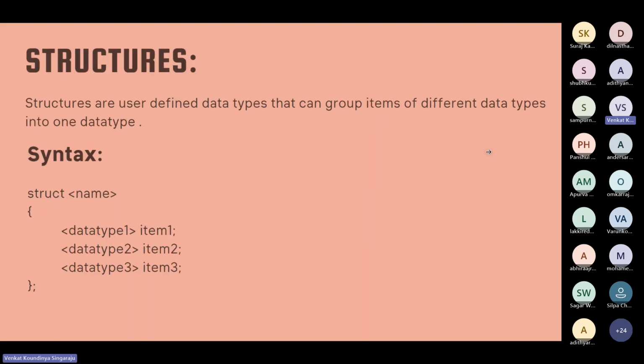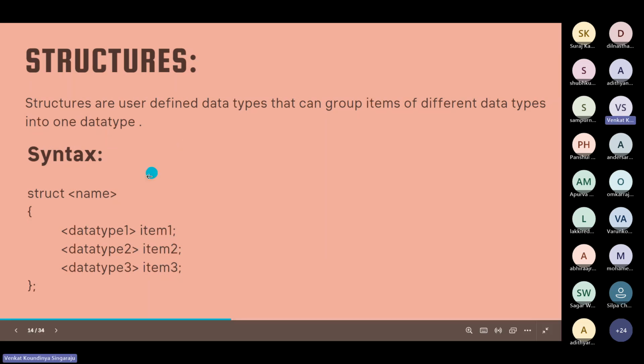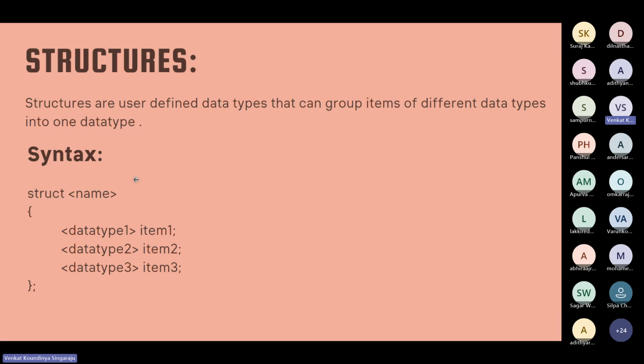So let's start the new topic, structures. Previously we have seen this word called user-defined data types a few times. So structures enable us to have user-defined data types. They group items of different data types together into one data type, and then that data type will be a new user-defined data type.